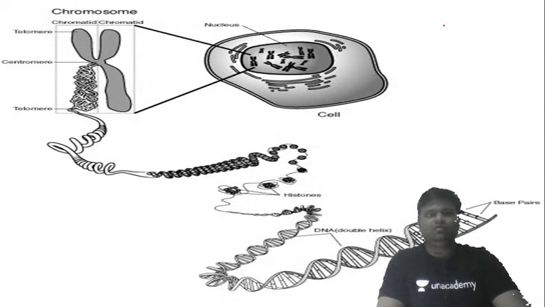So this is the chromosome, and in the condensed state, this is the structure. These are the telomeres that are present at the end of the chromosome. The center region is known as the centromere. This shows the structural organization, where the chromosomes are condensed and packed with histones, and ultimately this is DNA having base pairs. So this is how the cellular organization works.